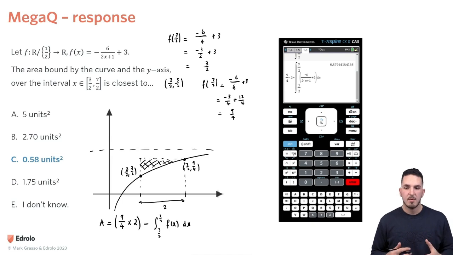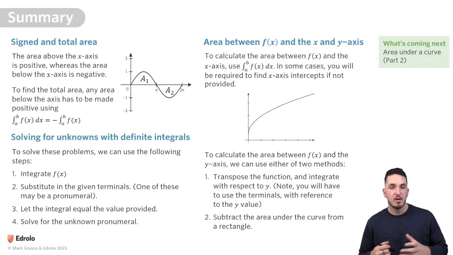So in this case, again, we've got the solution of C, so 0.58 units squared, and we actually used the second method where we found a rectangle, so we're using the height of 9 quarters because it's the height of our rectangle in this case, and then the width being 2, so 2 times 9/4, and then we just subtracted the area underneath the curve, so in this case the blank area of that rectangle, and found the answer to be 0.58 units squared. So either of the two methods you can use in order to find the area between the curve and the y-axis.